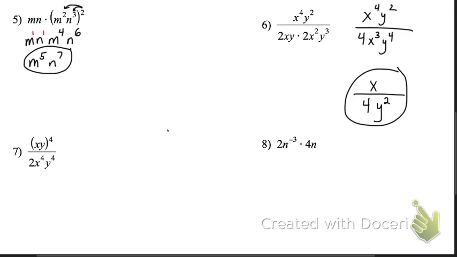Okay, number 7. Again, when I have an exponent outside, like here, I like to remember that this is x to the 1st and y to the 1st. So if I sort of distribute the exponent, I'll have x to the 4th, y to the 4th, and I'll just keep the denominator.